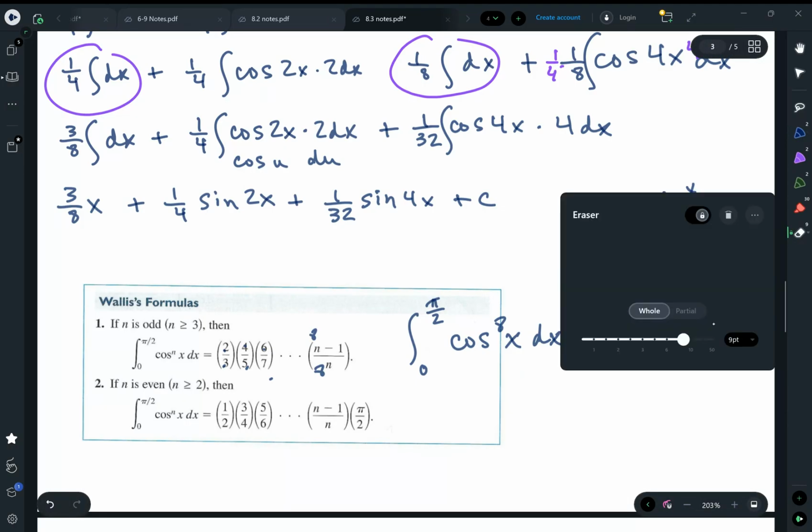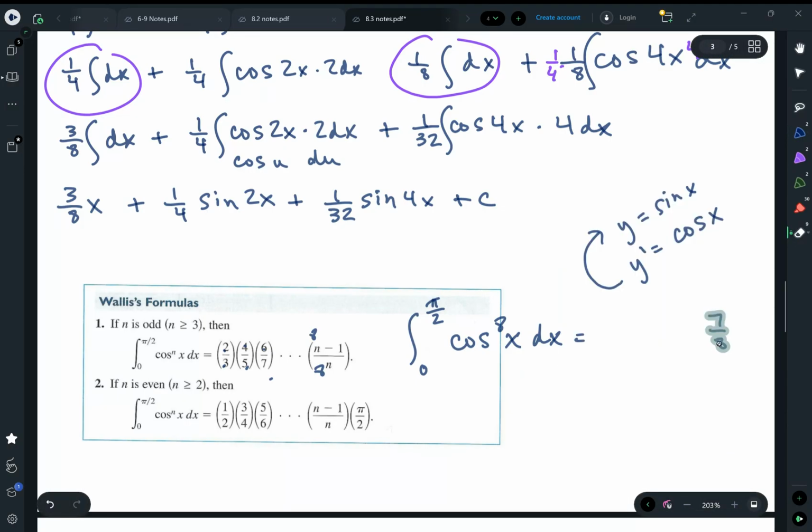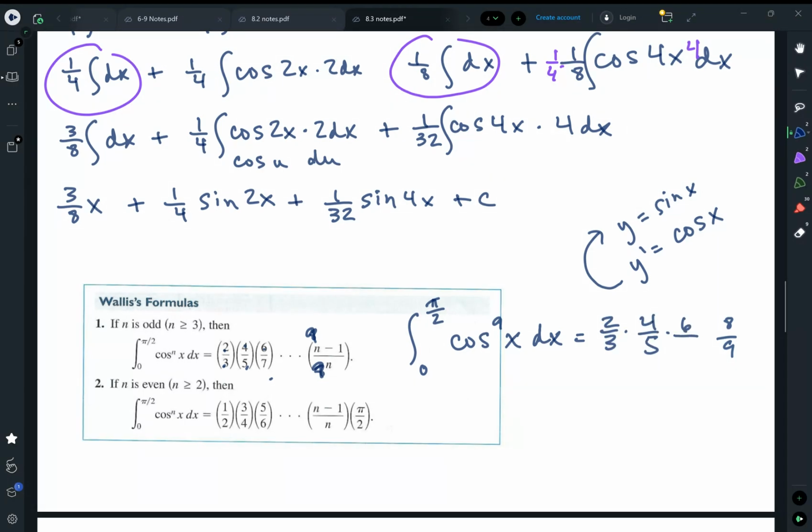This one's going to work for, say, 9. So let's do our 9th power. We would go up to 9 minus 1 over 9, so we go up to 8/9. So we would have 2/3 times 4/5 times 6/7 times 8/9. So that's that pattern, right? After 8/9, if I did 11th power, it would be 10/11. So the numbers 2, 3, 4, 5, 6, 7, 8, 9 just kind of go in order.